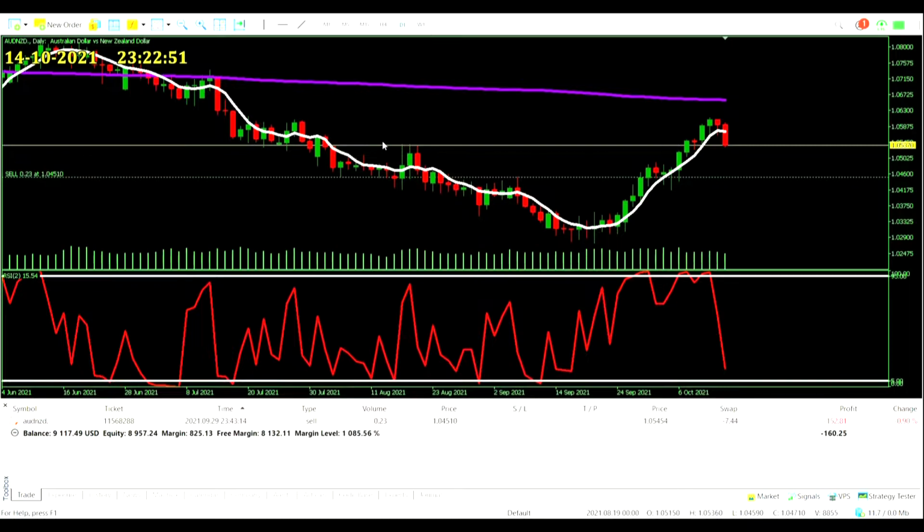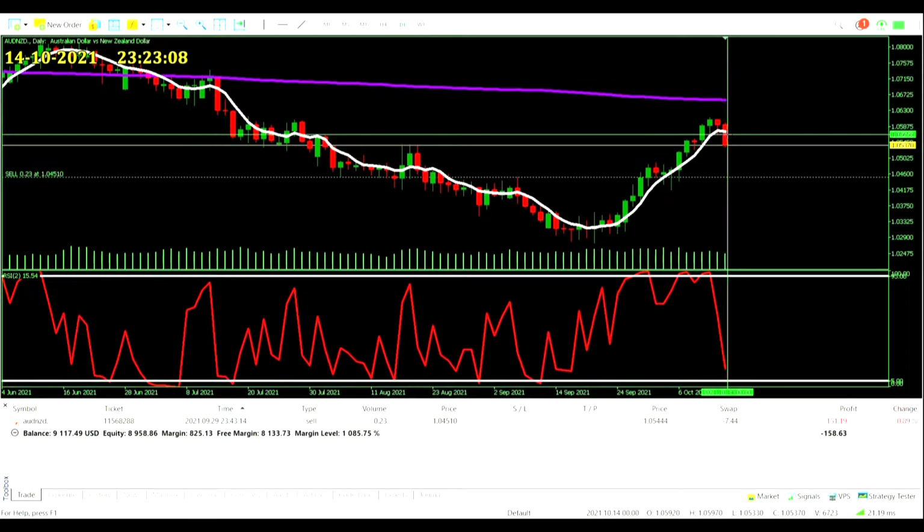Day 14, and we can finally close this trade, our Australian dollar, New Zealand dollar trade. It is now beneath the 5-period moving average, and we are thankful that it made quite a move below there, rather than just limping up to about here.